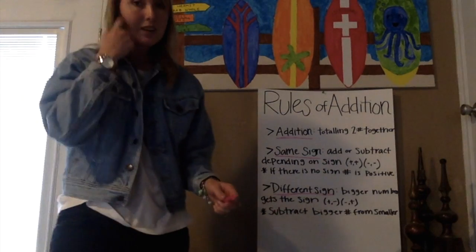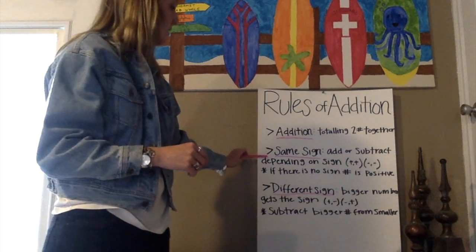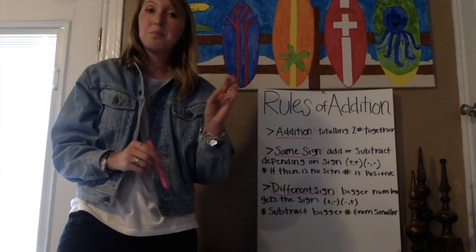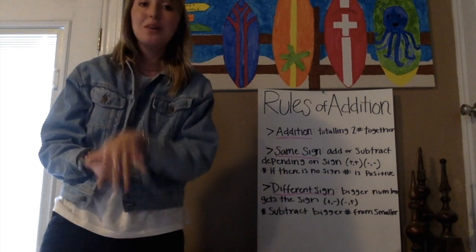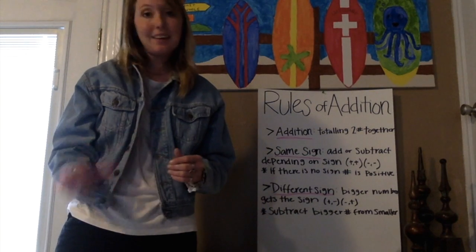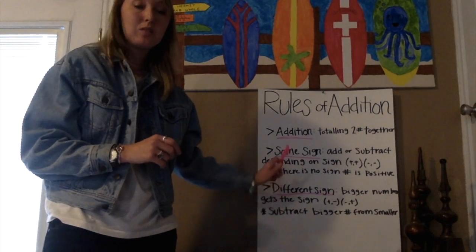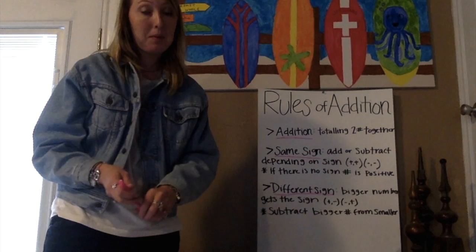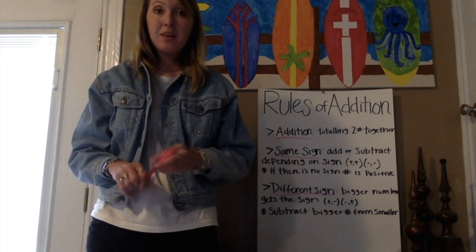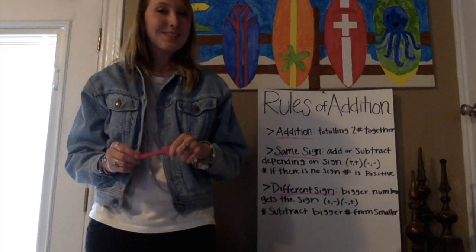Now there are 2 little tricks, or 2 little parts, to each of these. For same signs, if a problem has no sign whatsoever, like a 4 and a 2, that means that both numbers are positive because they don't show any indication that they're negative. So you're going to add. With 2 different signs, you're going to subtract the smaller number from the bigger number. So if you have negative 4 and positive 2, the negative 4 gets to keep its sign, so the answer is going to be negative.